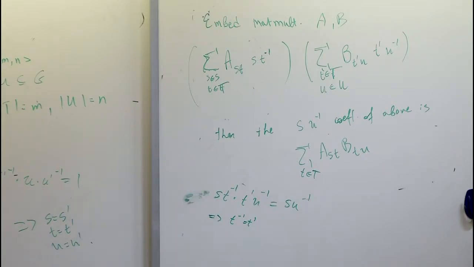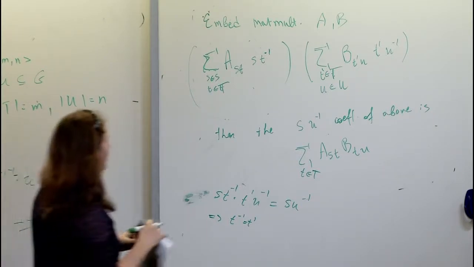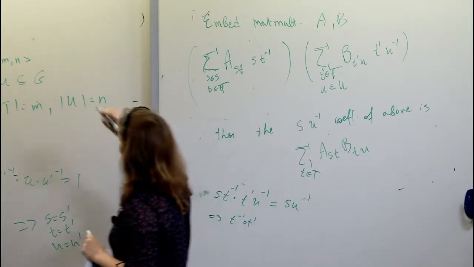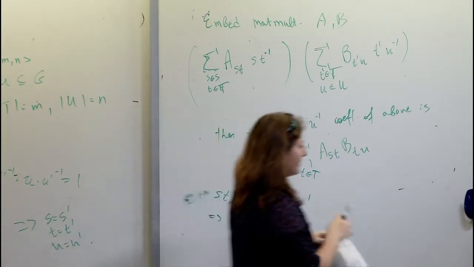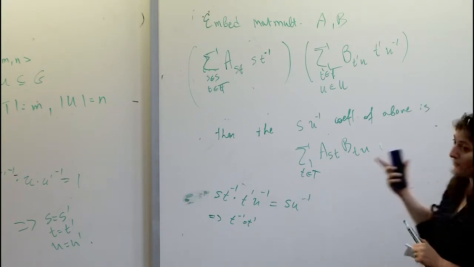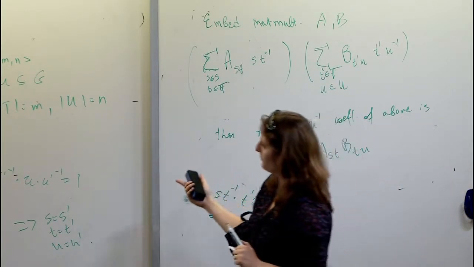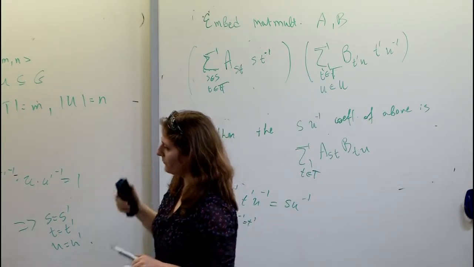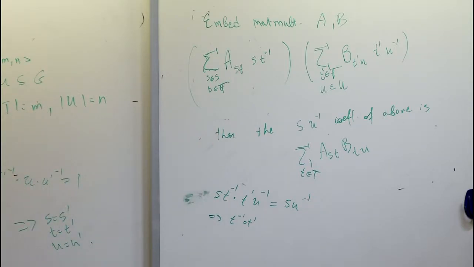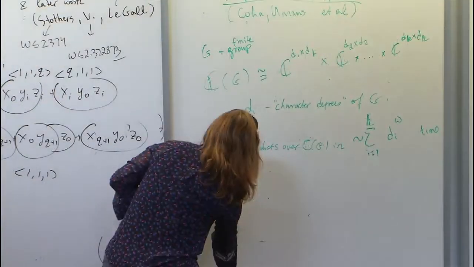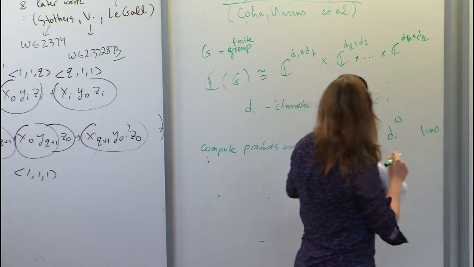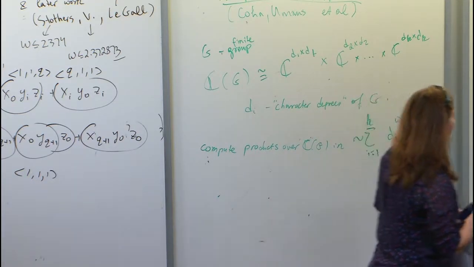So the reason why I want this triple product is to actually be able to embed matrix multiplication. And then what happens is that you can show that whenever G satisfies this property, then you immediately get a bound on omega. Basically, you get what you want.